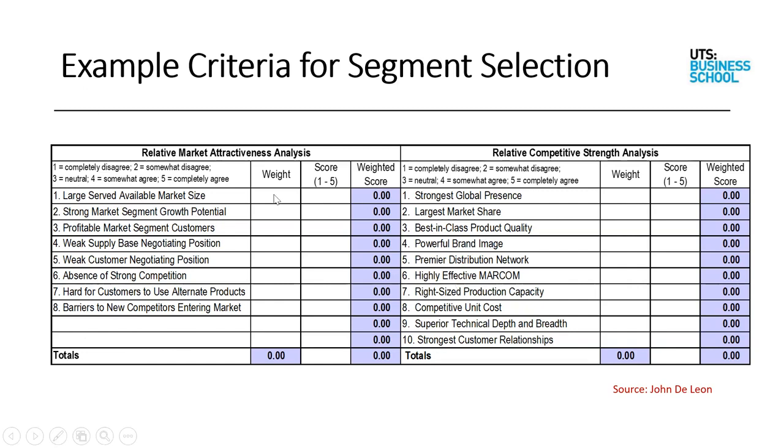So you will assign a weight. Because you are doing that conjoint survey, you are going to assign a weight for each of these criteria. The weights should sum to 1, or 100 if you're putting it in terms of percentage. Now you will take each of the segments and score them, say, from 1 to 5, completely disagree to completely agree, on how well that segment fits this particular market attractiveness criterion. So is it a large-sized segment? Do you agree or do you disagree? You put your scores over here, and then you multiply the two to get a weighted score. And you will repeat the same exercise for competitive strength analysis. So at this point of time, let me show you.